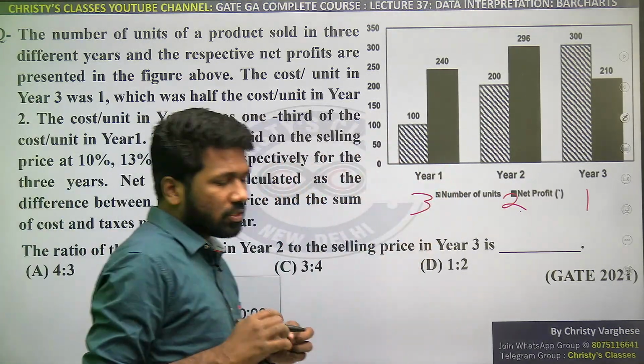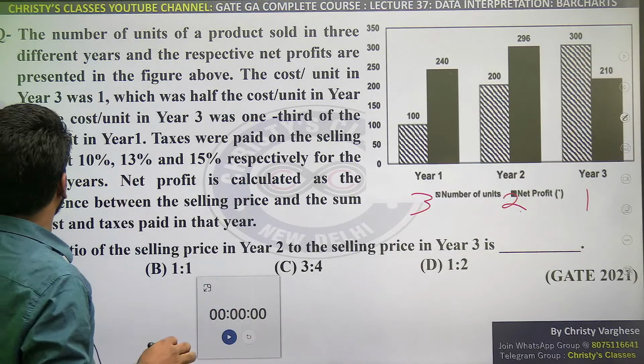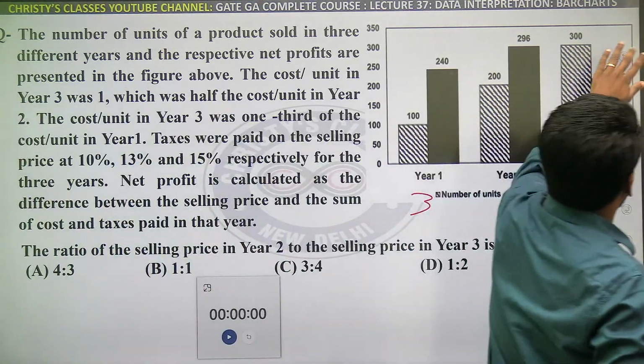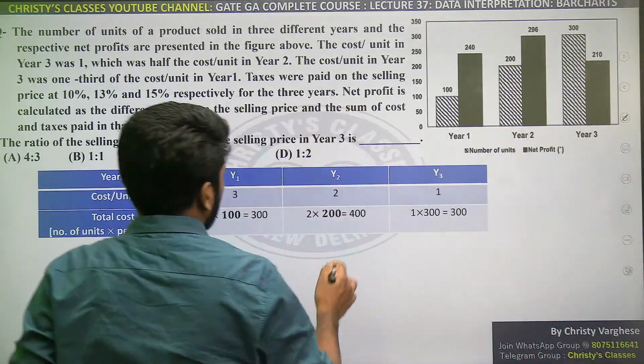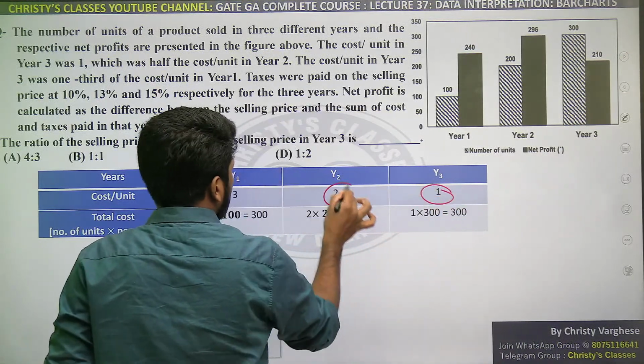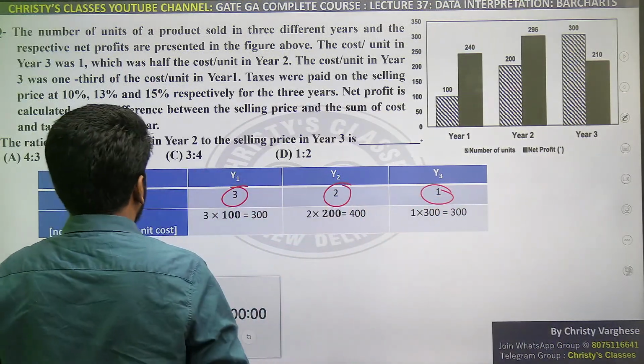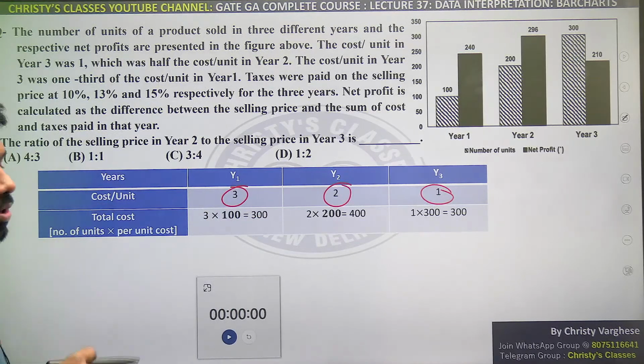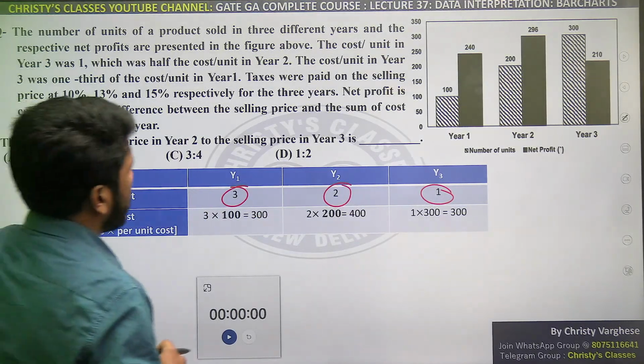Did you all understand this much? Cost per unit. That is easy. Or I will show you a table instead. Cost per unit in year 3 is 1, so year 2 is 2 and year 1 is 3. Please respond, is this clear or not? The cost per unit idea.